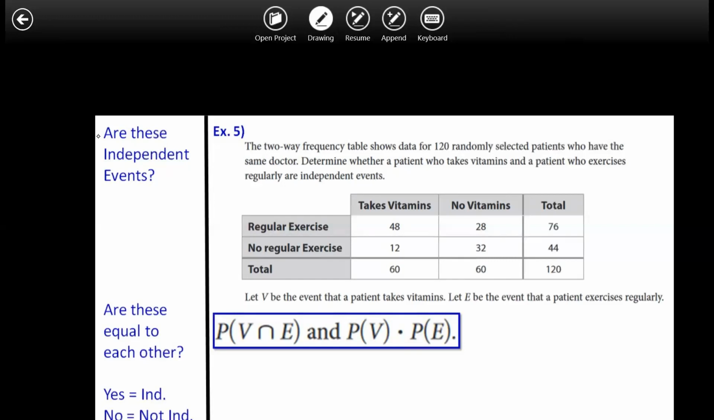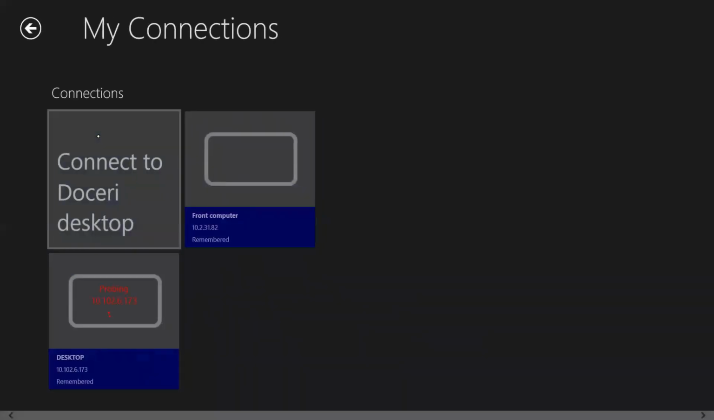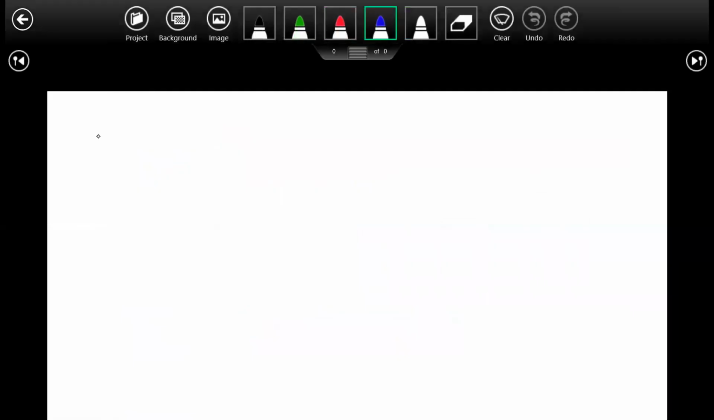Let's look at this. Taking vitamins and exercising. We're looking, and this is messing up again. Come on.